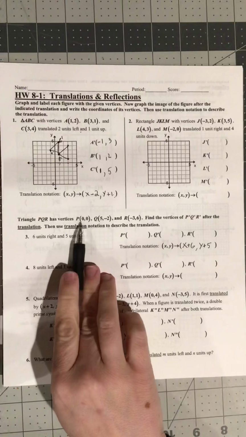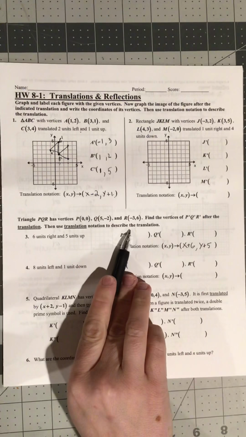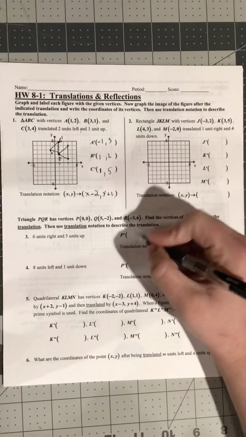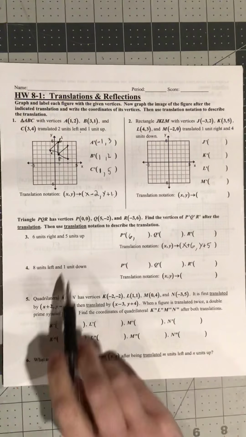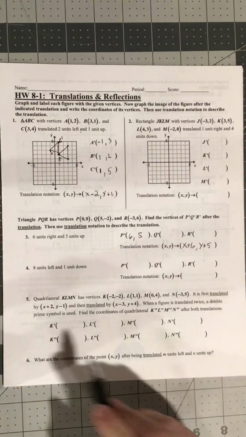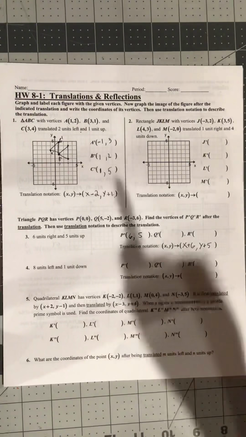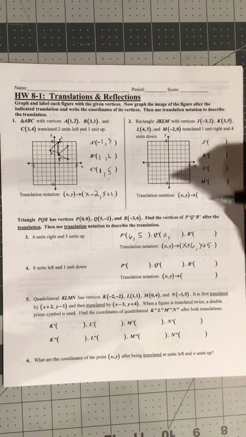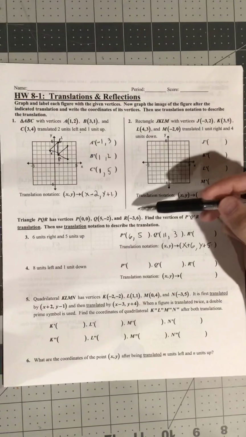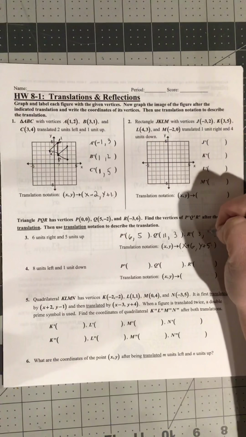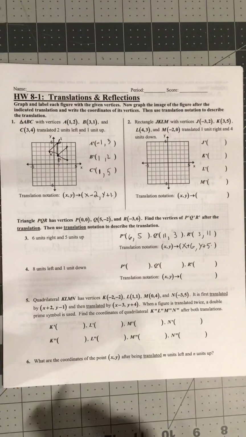So now we're just going to use these coordinates that they gave us, and we're going to add the 6 and the 5 to them. So 0 plus 6 is 6, 0 plus 5 is 5. Now, 5 plus 6 is 11, negative 2 plus 5 is 3. And negative 3 plus 6 is 3, and 5 plus 6 is 11. Okay, so this is how we're going to be writing translation notation.